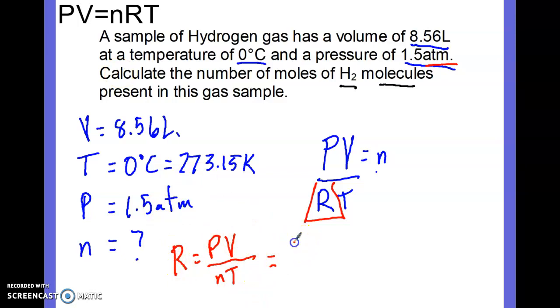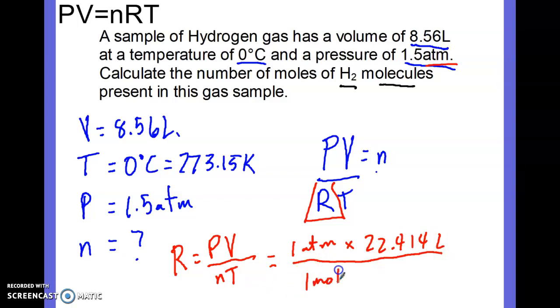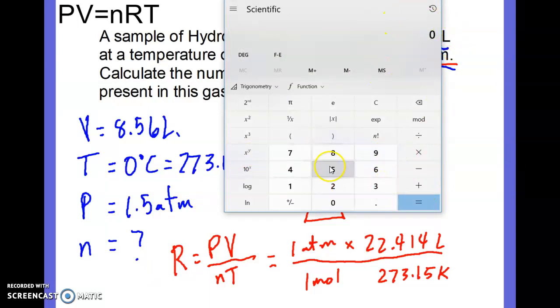Where if you plug in the standards, 1 atmosphere, 1.00 times 22.414 liters, and divide those by 1 mole, 1.000 moles, and our standard temperature, 273.15 Kelvin. Okay, and so if you don't remember what this is, just a little quick review. Plug that into your calculator. That would just be 22.414 divided by 273.15, really small number here.